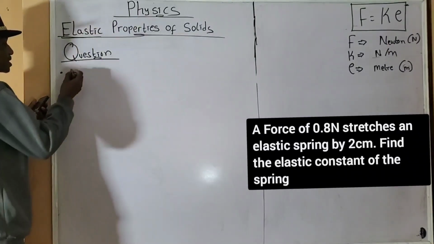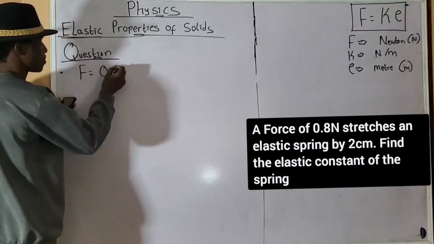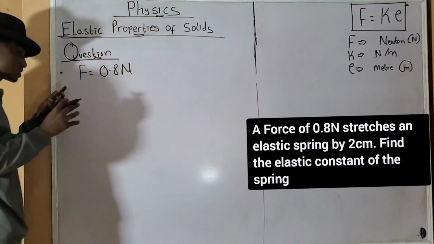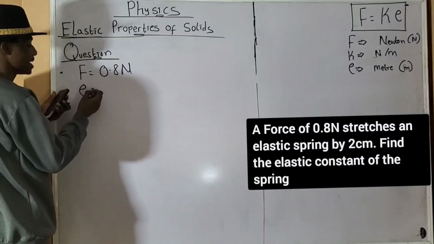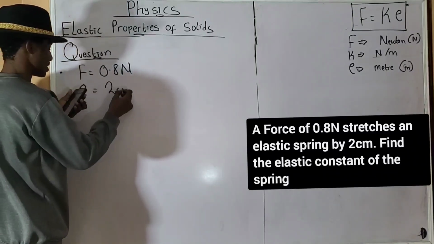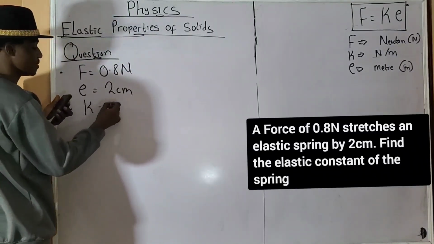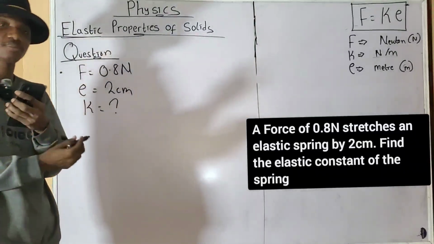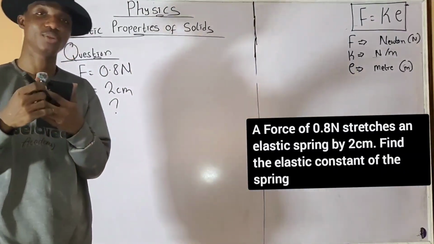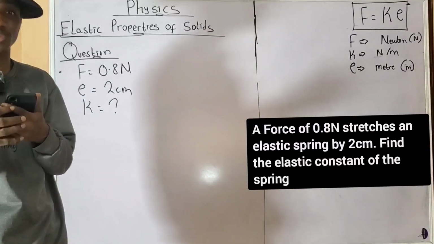Now, let's start by writing out the information that we are given in the question. A force of 0.8 Newton, so F equals 0.8 Newton, stretches an elastic spring by 2 centimeters. So the extension is 2 centimeters. Our goal is to find the value of K, okay? Now, pause this video, attempt the solution. When you are done, play the video and check whether your answer is correct, okay?